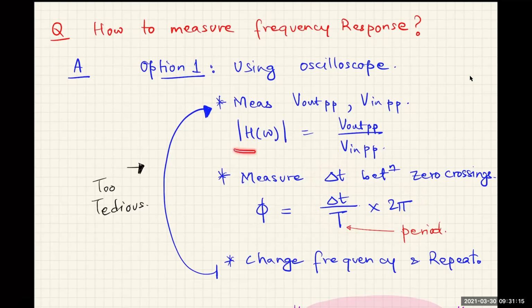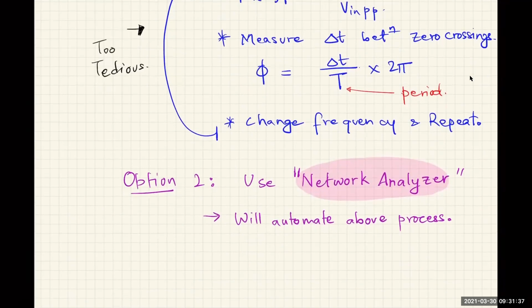Okay, so once you've calculated the magnitude and phase difference for one frequency, you change the frequency and repeat this. Then in order to get the whole curve, you need to measure this gain and phase at different frequencies. And that becomes a very tedious process. So instead, what we will do is use option 2. I will recommend that you use option 2, which is using another instrument within the 82 called the network analyzer.